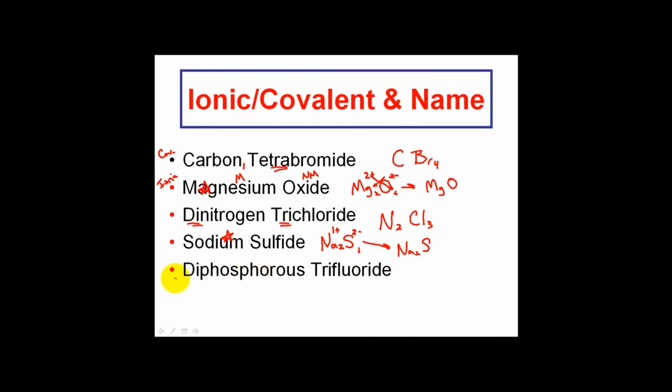All right, I have prefixes here. I have a di and a tri. And a di is going to be 2, and a tri is going to be 3. So I have diphosphorus. That's P2. Fluorine is 3. P2F3.